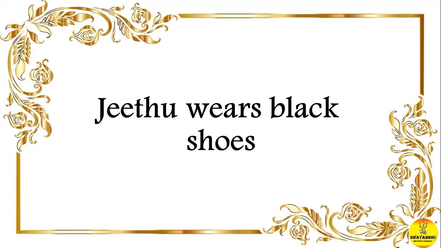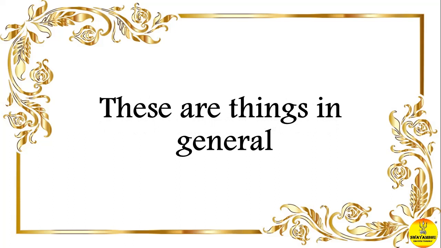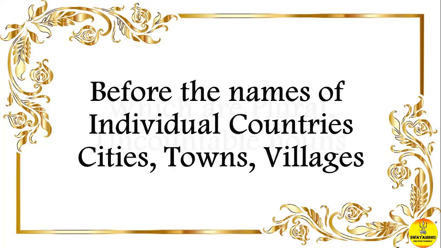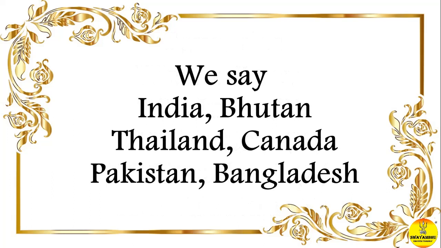Jitu wears black shoes. Sheila likes sweets. So here we are talking about things in general which are plural, which are uncountable nouns. Love can't be counted. Plural, black shoes, sweets. Before the names of individual countries, cities, towns, villages. Now when we talk about countries, we don't say the India, the Bhutan, the Thailand, the Pakistan. No, we say it as India, Bhutan, Thailand, Canada, Pakistan, Bangladesh.